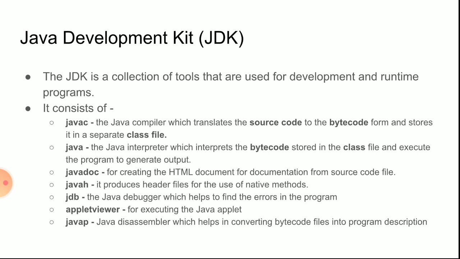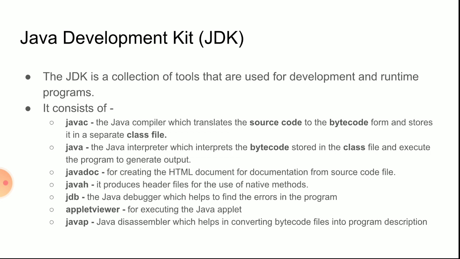javap. So javac, java, javadoc, javah, jdb, appletviewer, and javap are the commands that JDK contains. The Java compiler, javac, translates the source code. First you start writing the Java program, that is what we call source code. And the javac command converts this source code to the bytecode form and stores it in a separate class file.